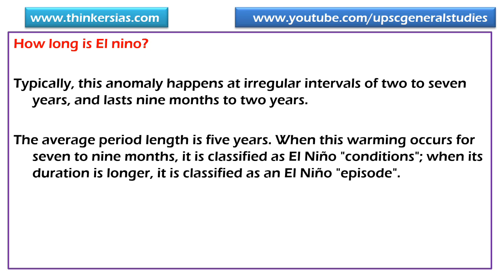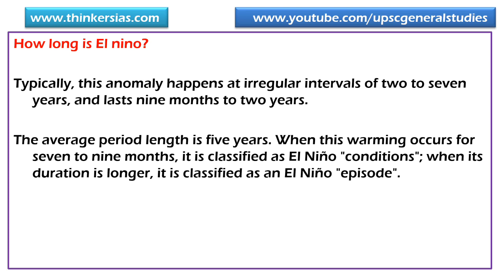I hope that helped you in understanding the event. Typically, El Nino is an anomaly that happens at regular intervals of 2 to 7 years, and it lasts for 9 months to 2 years. The last El Nino event which occurred in India lasted for more than 2 years. The average length, however, is 5 years.